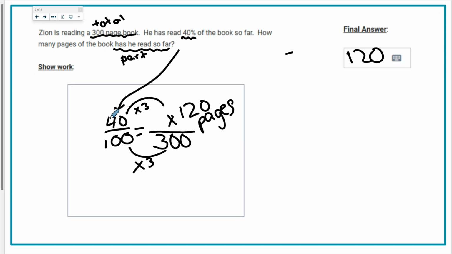Because 40% is 40 out of 100. But we don't have 100 pages, we have 300 pages, so we need to convert it. 100 times 3 is 300. 40 times 3 is 120 pages. All right, let's keep going.